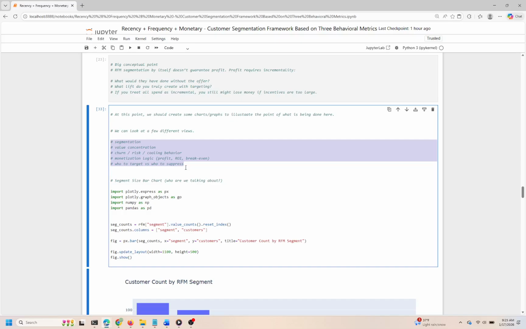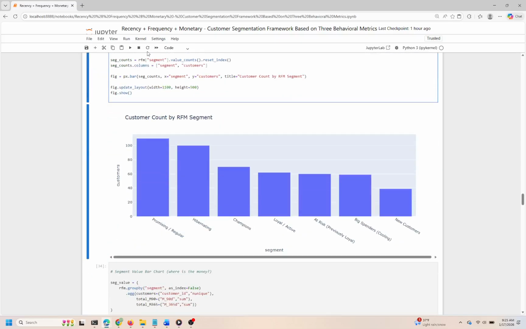Cell 20. In this cell, we're creating a bar chart to visualize the total monetary value for each customer segment over the past 365 days. This visualization is crucial because it helps us understand where our revenue is coming from, allowing us to identify which segments are most valuable to our business.